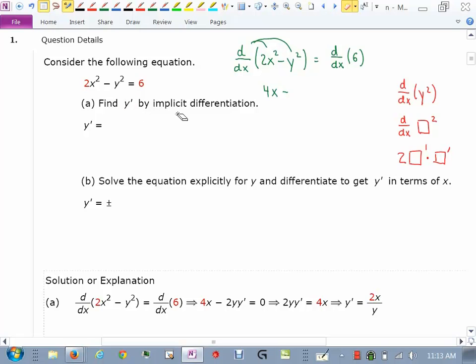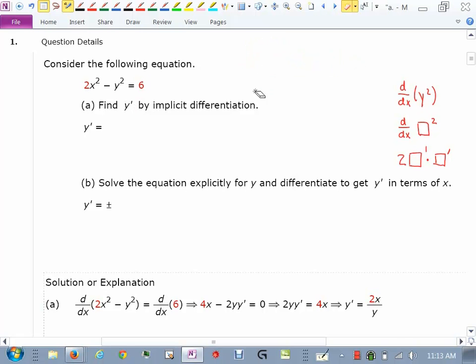All right, we're going to go ahead and start this homework here for 2.6. So the instructions here: consider the following equation and find y prime using implicit differentiation. Remember, implicit differentiation is used when it is difficult or sometimes impossible to solve the equation for y. So we have 2x squared minus y squared equals 6.